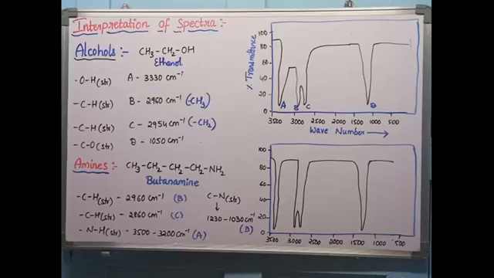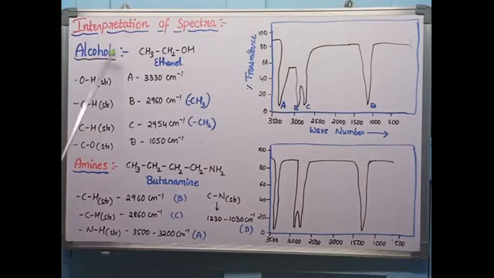Everyone, in today's video I'll explain the interpretation of IR spectra. So this is nothing but formation of infrared spectra for different functional groups. We have already seen the formation of infrared spectra for alkanes. Let us see alcohols today.